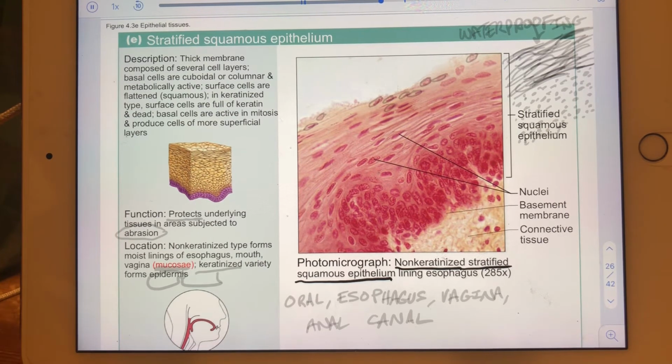Okay? The non-keratinized stratified squamous epithelium, we actually probably already know where to find it, since we've already talked about mucosae and serosae quite a bit this quarter. The non-keratinized stratified squamous epithelium lines the oral cavity, part of the pharynx, the esophagus, which is actually where this photo was taken, the vagina, and the anal canal. Whereas keratinized stratified squamous epithelium makes up the epidermis.